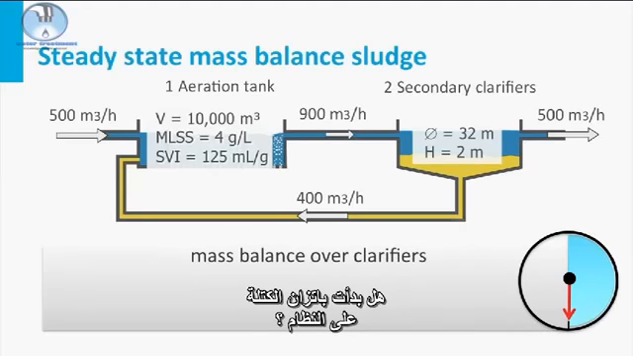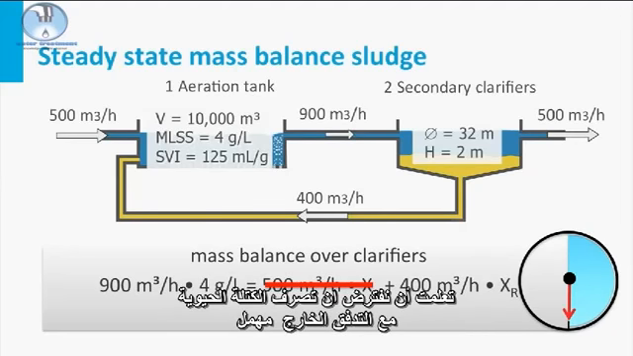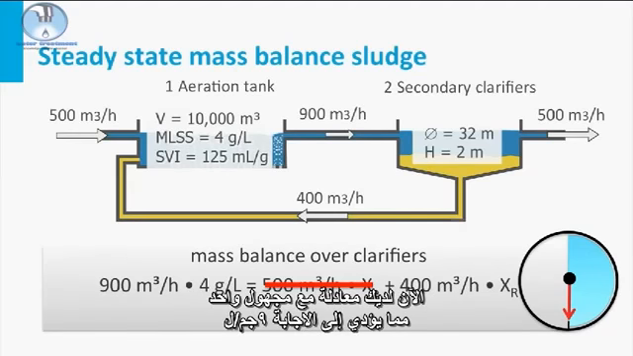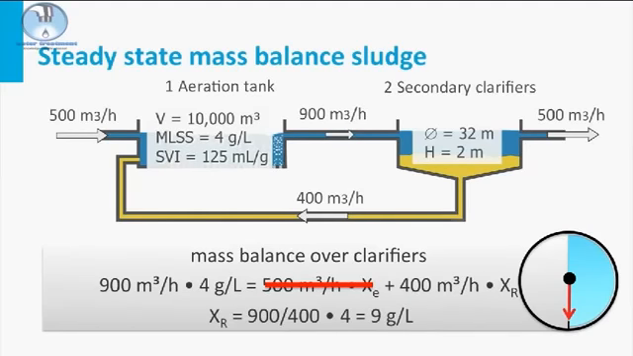So, did you start with the mass balance over the system? Very good! You learned that we assume biomass discharge with the effluent negligible. So now you have an equation with one unknown, leading to your answer, 9 grams per liter.